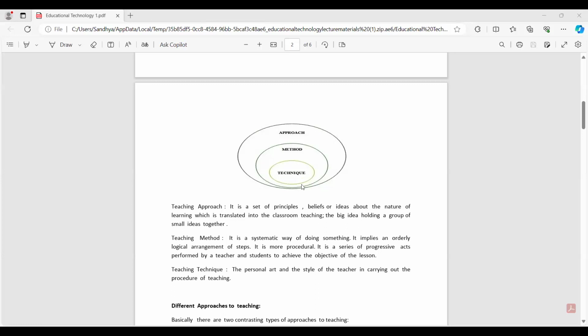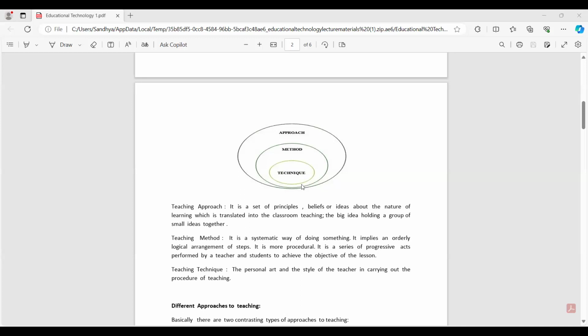So approach is actually axiomatic. Nobody can question. It's up to you. It's your belief. And based on the approach that you select, you will select the suitable methods to do the teaching. And based on the suitable methods, the implementation level, the classroom techniques.